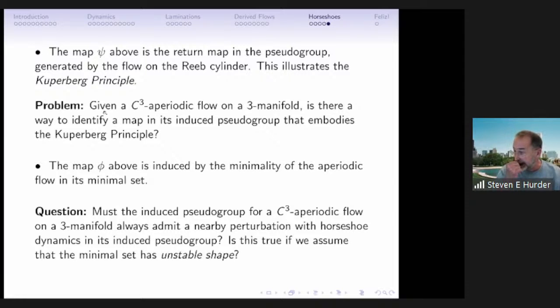And so the question I'd like to pose is, is this generic? Is this the picture for an aperiodic flow? Nearby, if it's C3, C1, this fails. Well, Paul's example, the minimal set is the Denjoy minimal set. Greg has piecewise C1, and its minimal set is probably complicated, but it's certainly not two-dimensional.